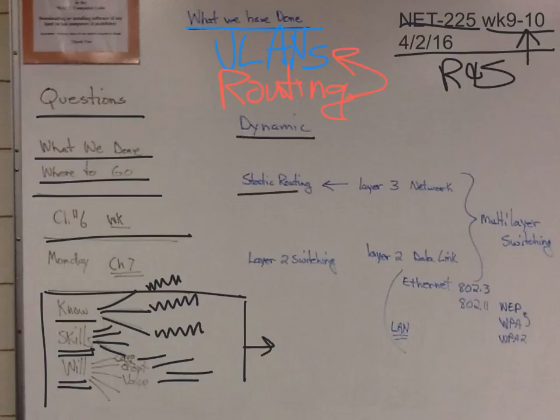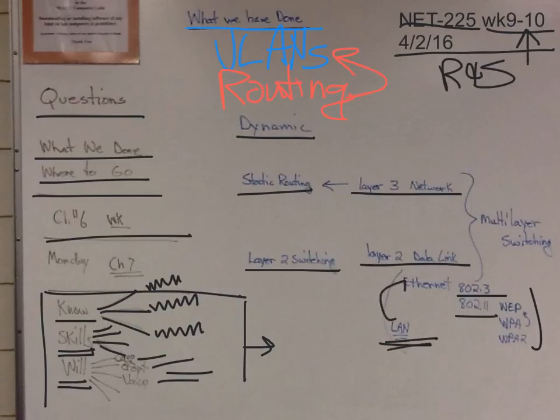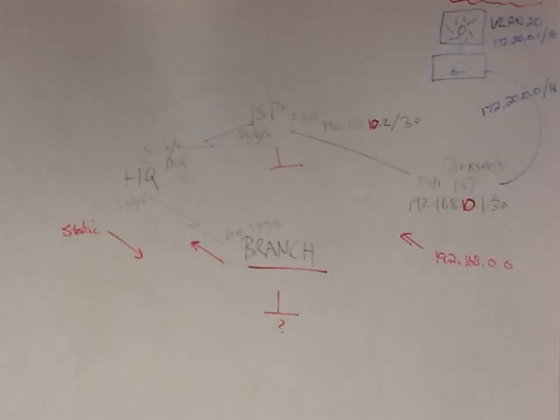Talk about dynamic routing, static routing, layer 2 switching. These are the key things. Layer 3 of the network, layer 2 the data link. We talked about these protocols, 802.11, 802.3, security for 802.11, and we talked about LANs and Ethernet. Multi-layered switching. That's where the term multi-layer comes from. We have multiple layers.